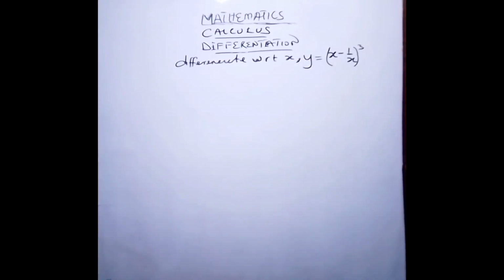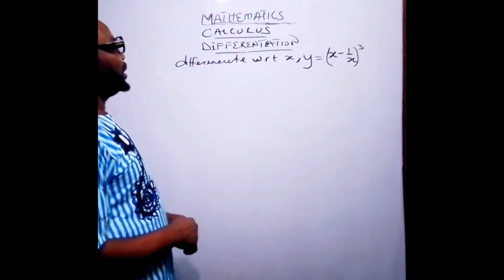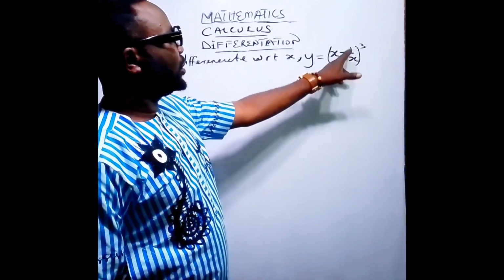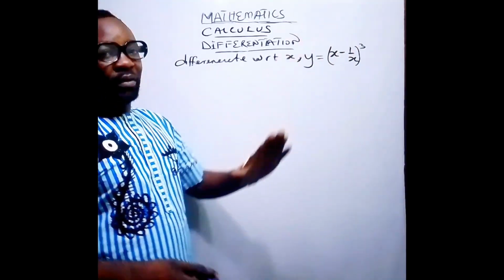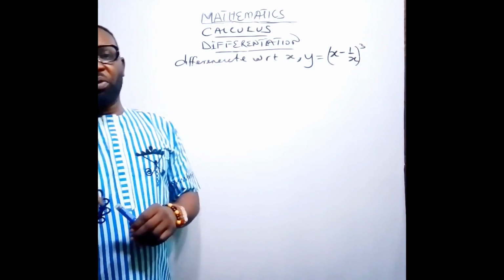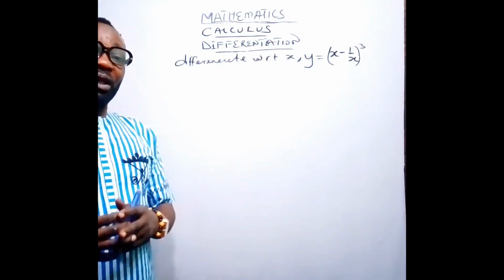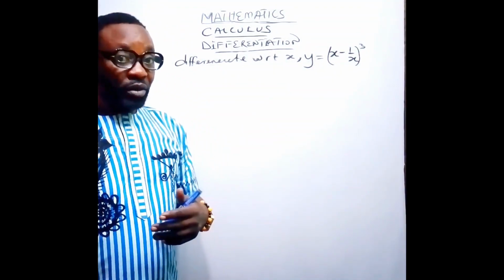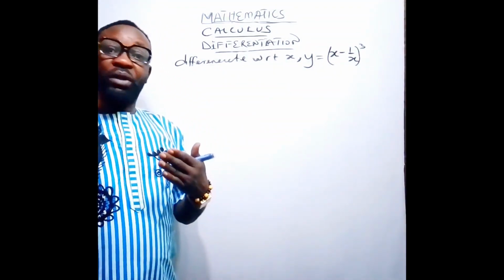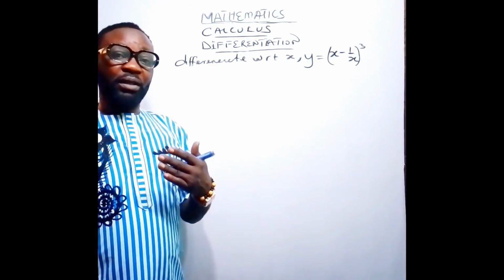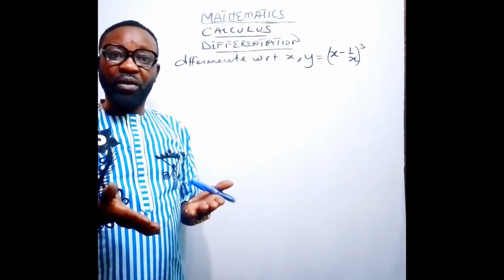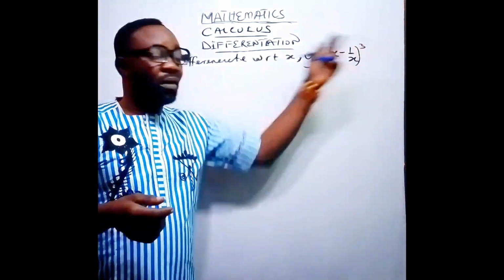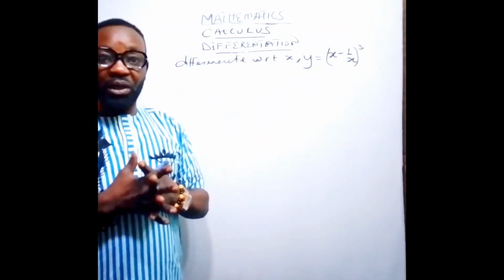Alright, we have another question here. The question says: differentiate with regards to x, y equals (x minus 1 over x) raised to the power of 3. Don't forget that we make use of the composite function when the power is higher, something like greater than 2, or when it is a reciprocal value, a fraction, or a negative index. That is when we make use of the composite function.